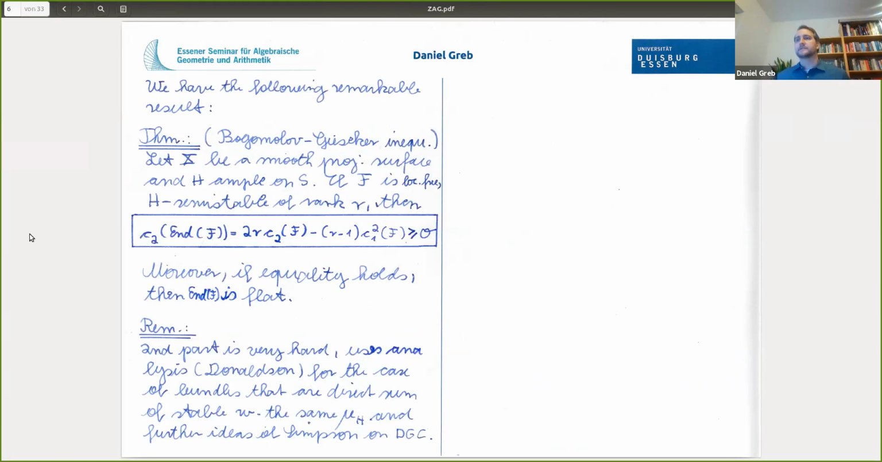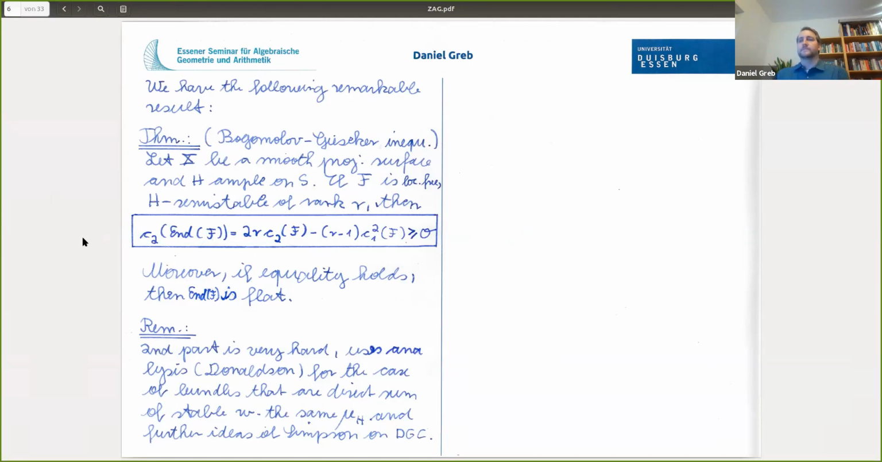So if X is a smooth projective surface, or rather S, I would say, X and S are the same, and you have an ample line bundle on S, and you have a locally free sheaf F, which is slope semi-stable with respect to this polarization and has rank r, then the following inequality holds. So the c2 of the endomorphism bundle is bigger than or equal to 0. And if you compute the c2 of End(F), you see this combination of c2 and c1 squared. So this already looks promising compared to what we had before.